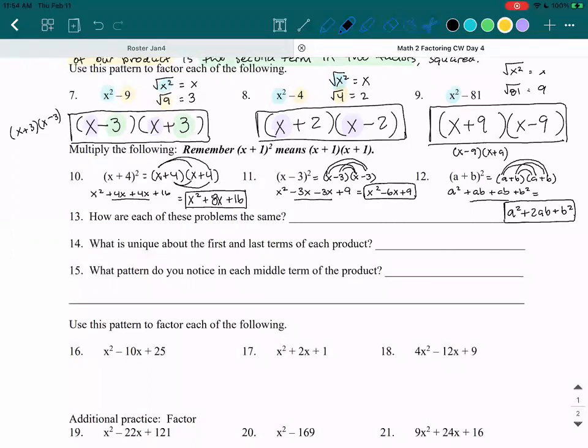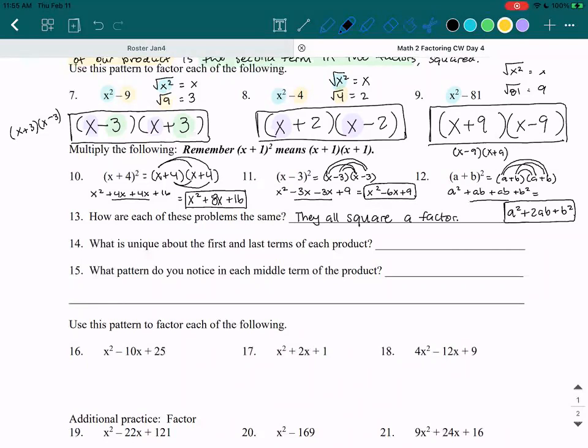Okay, so number 13 says, how are each of these problems the same? Well, number 10 was x plus 4 squared. Number 11 was x minus 3 squared. Number 12 was a plus b squared. So each of these are a factor squared. They all square a factor. So you square the factor because it was x plus 4 squared or x minus 3 squared or a plus b squared. So they're all taking the factor and squaring it.